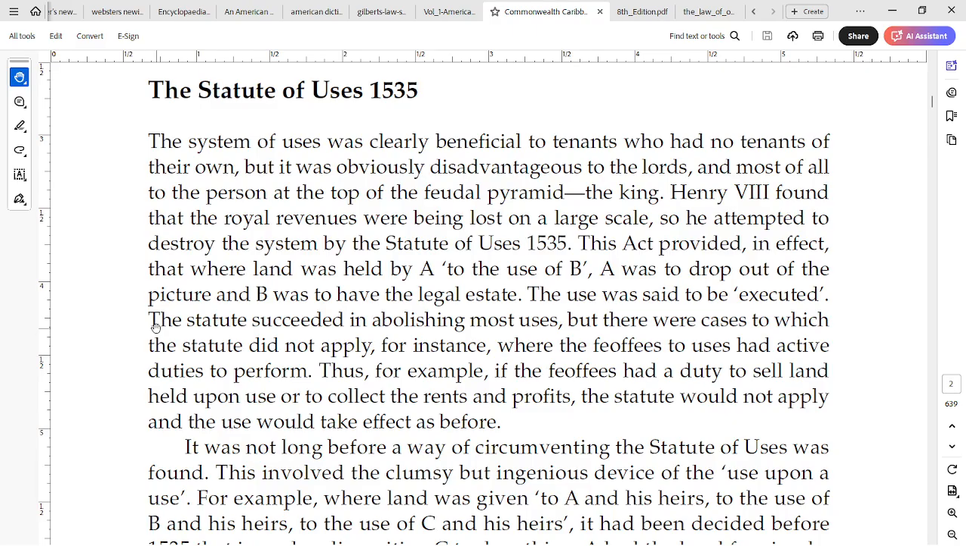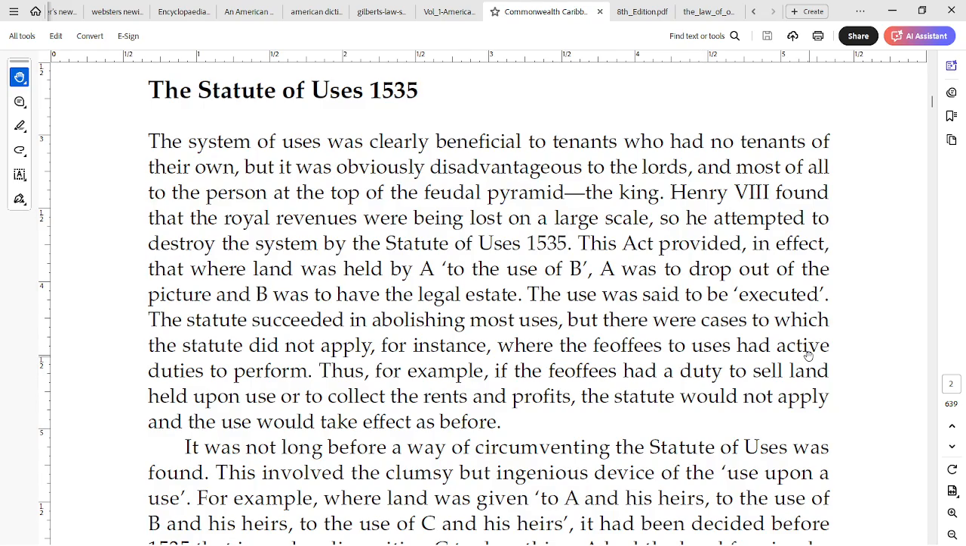The statute succeeded in abolishing most uses. So the Statute of Uses 1535 succeeded in abolishing most of the uses that were used then. But there were cases to which the statute did not apply. For instance, where the fees, remember fees today are trustees, the fees to uses had active duties. So active duties is also a type of trust.